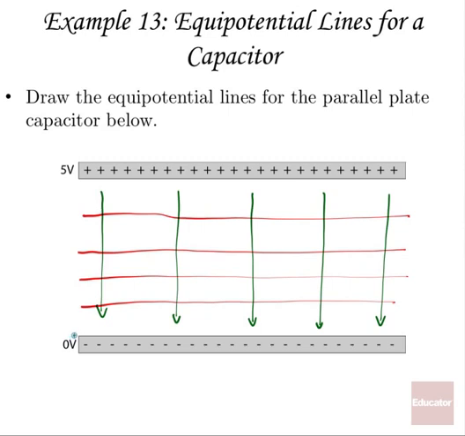And if this is 0 volts, that'll be maybe 1, 2, 3, 4, 5 volts. We've got a constant electric field between these, but we don't have a constant potential. The potential is going to have a linear gradient from 5 volts down to 0 volts.